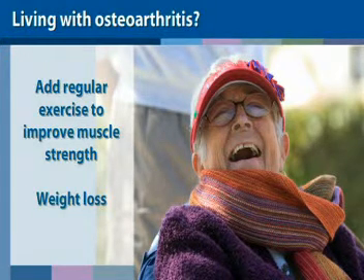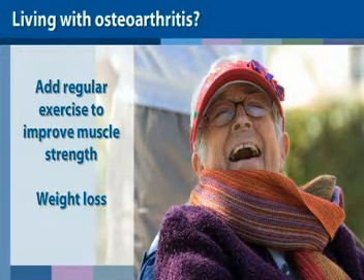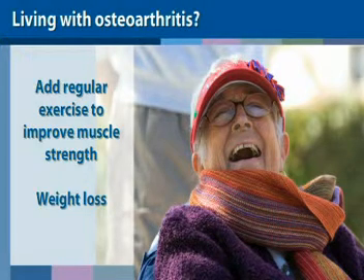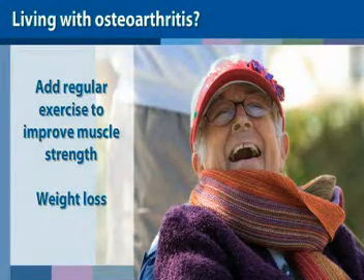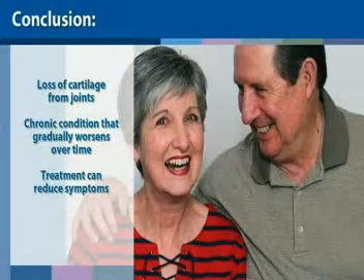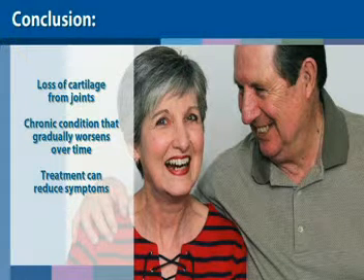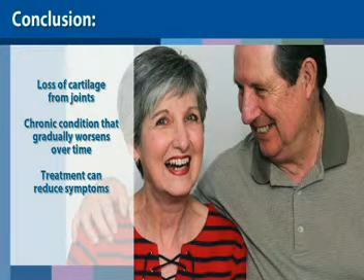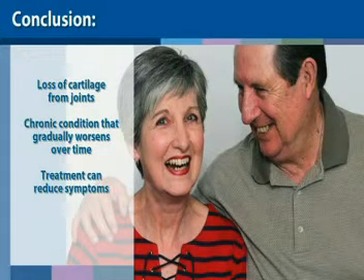Working with a physical or occupational therapist can help you learn the best exercises and assistive devices, such as a cane, for your joints. Weight loss in overweight people can reduce the pain and progression of osteoarthritis. Achieving and keeping an ideal weight will make a substantial difference in comfort levels. Osteoarthritis is characterized by a gradual loss of cartilage from the joints and, in some people, joint inflammation. Osteoarthritis can affect almost any joint, although it occurs most frequently in the hands, knees, hips, and spine.